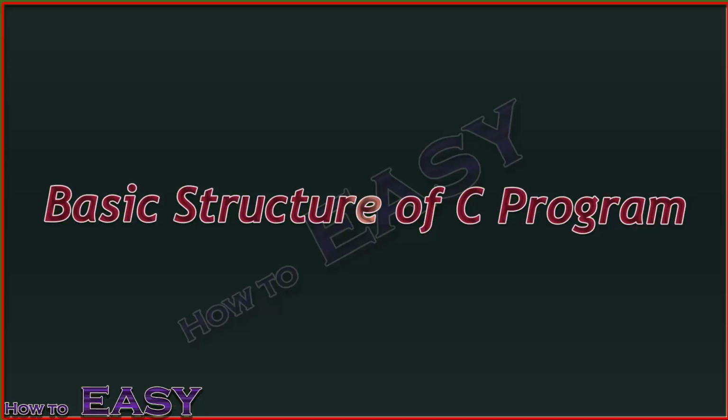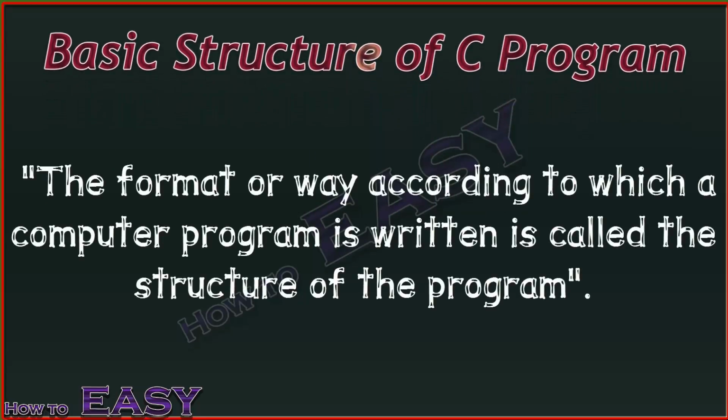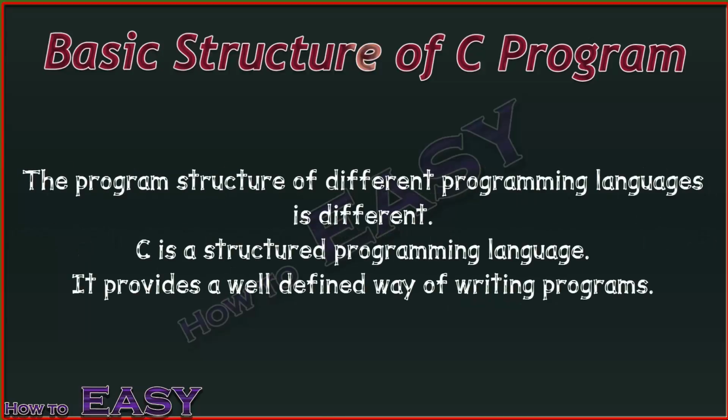This is our fifth video of the C language learning series. In this video we will learn the basic structure of a C program. The format or way according to which a computer program is written is called the structure of the program. The program structure of different programming languages is different. C is a structured programming language. It provides a well-defined way of writing programs.